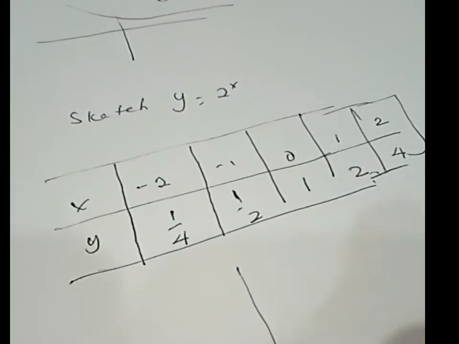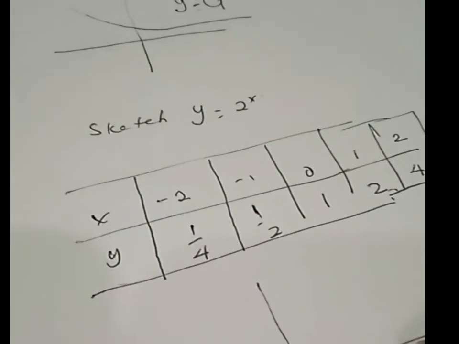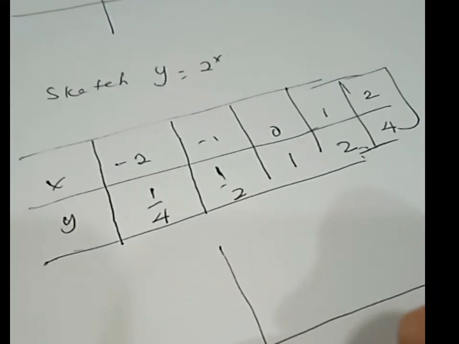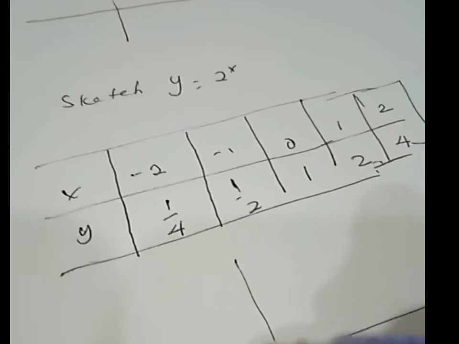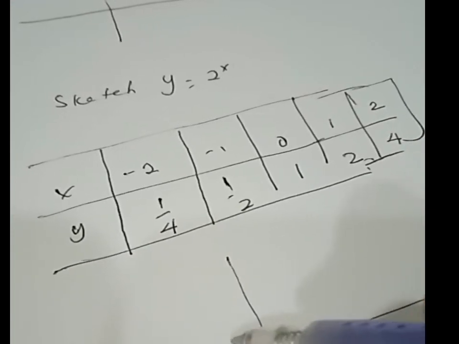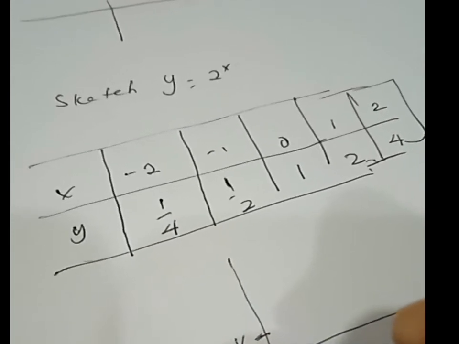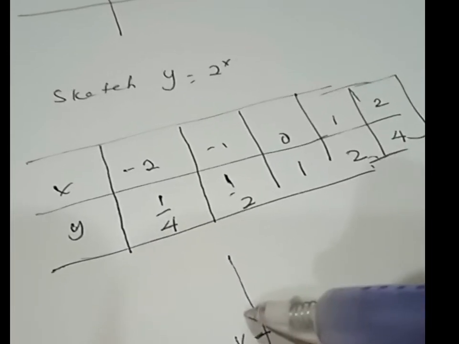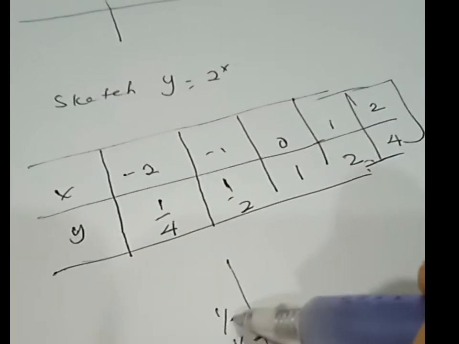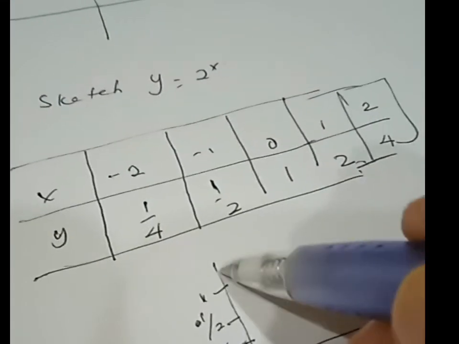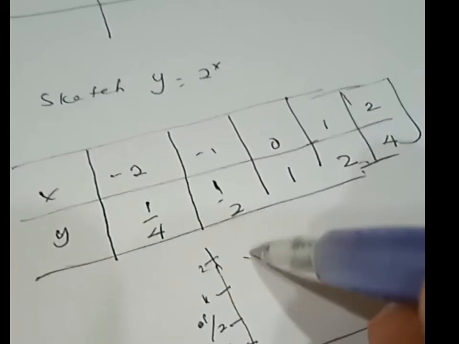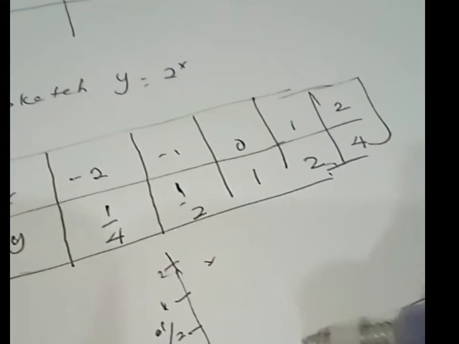Okay, so from the table here, we plot the graph. When x is negative 2, y is 1 over 4. When x is negative 1, y is half. When x is 0, y is 1. When x is 1, y is 2. When x is 2, y is 4.